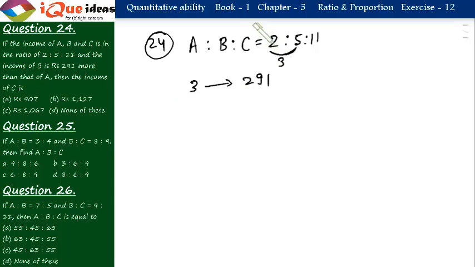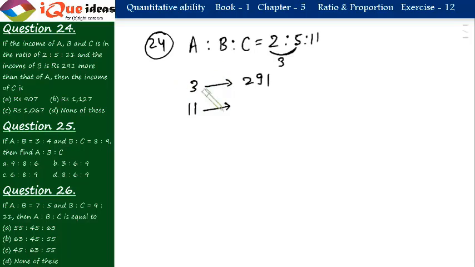I repeat, the ratio value of A was 2 and the ratio value of B was 5. The difference was 3. So we can say that B is 3 more than A, whereas the actual difference between B and A is given as 291. So that 3 should be equivalent to 291. The question is income of C. Now income of C is 11.